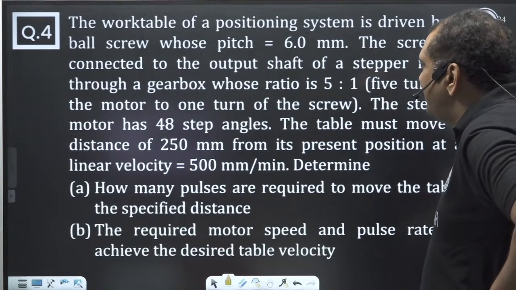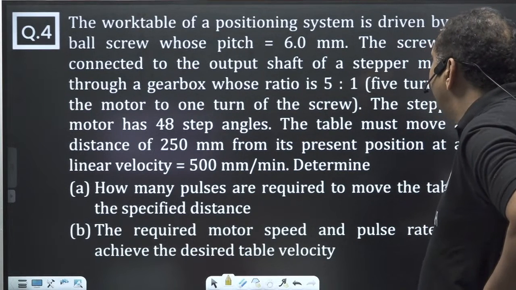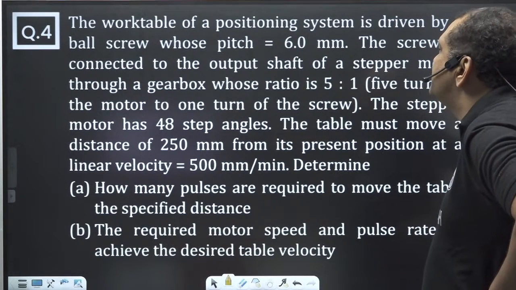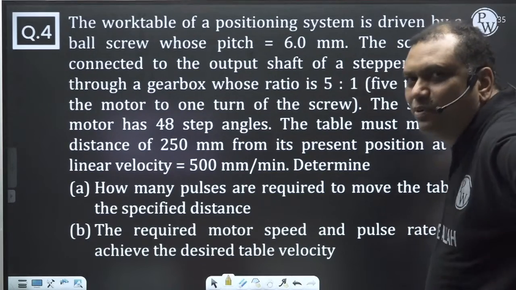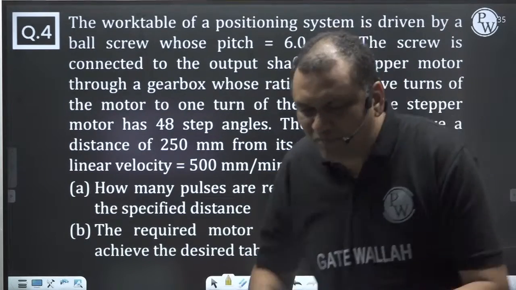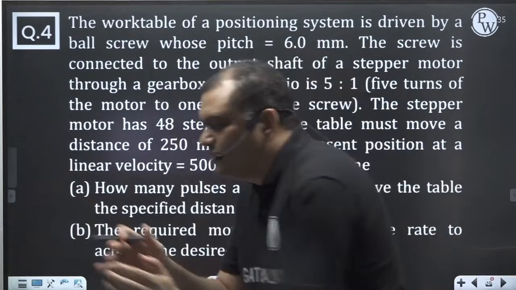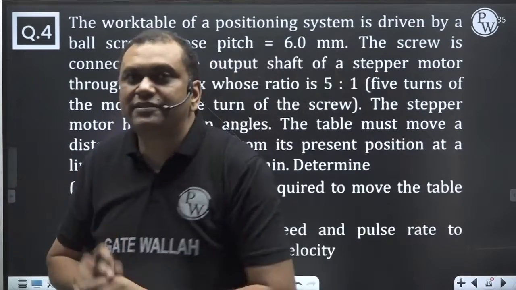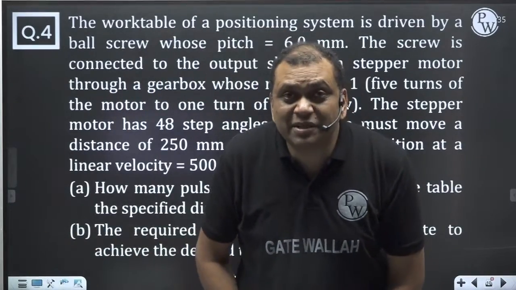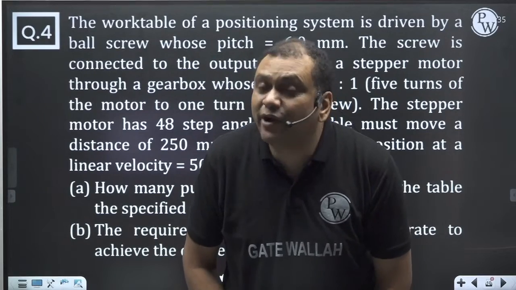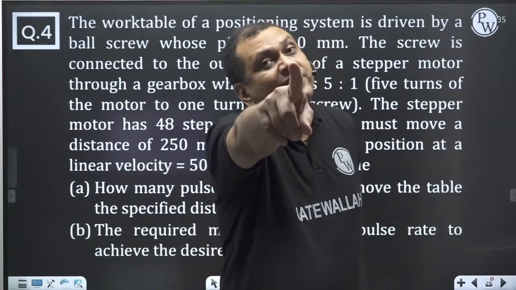The work table of a positioning system is driven by a ball screw. Positioning system means pick and place. Pick from this place, place it. Pick, place. Pick, place. Positioning system means PTP system, point-to-point system, and it's a pick-and-place system.